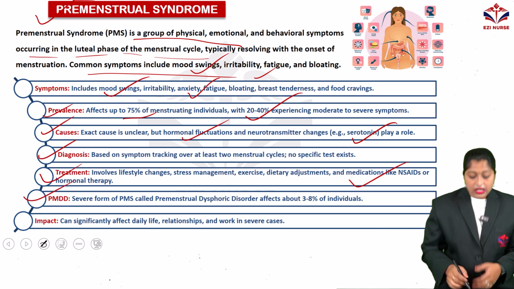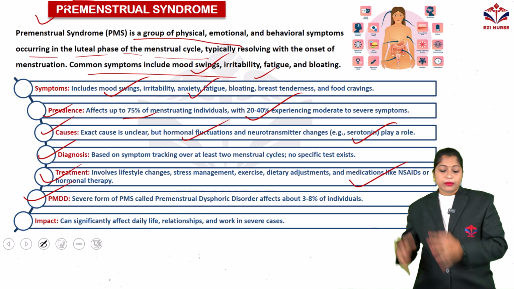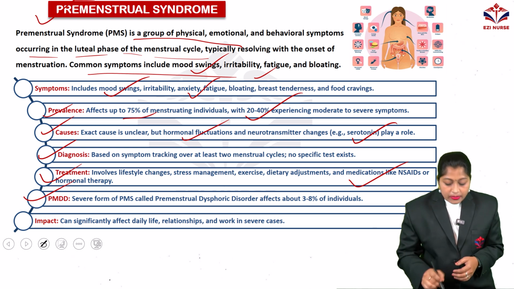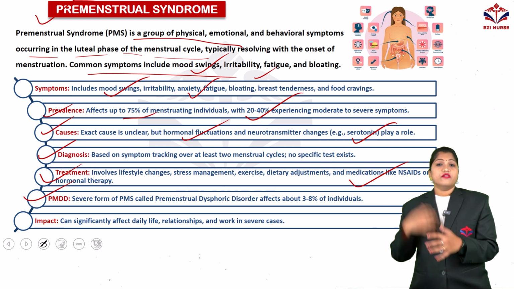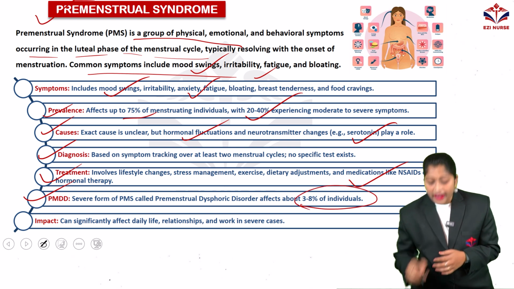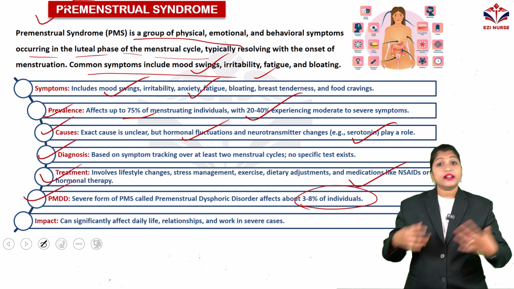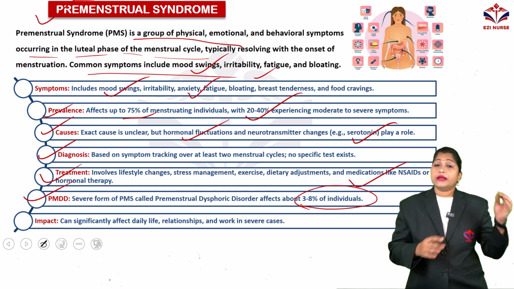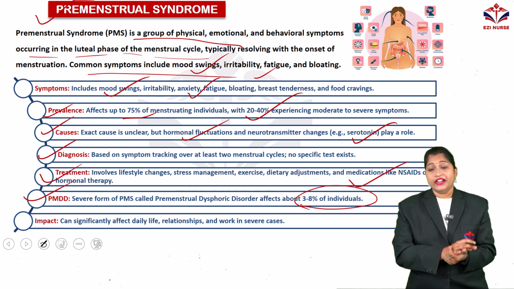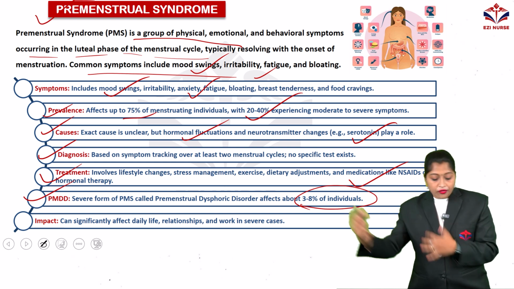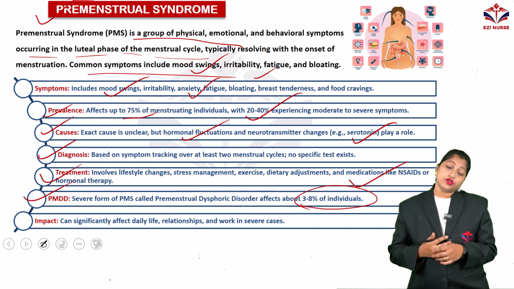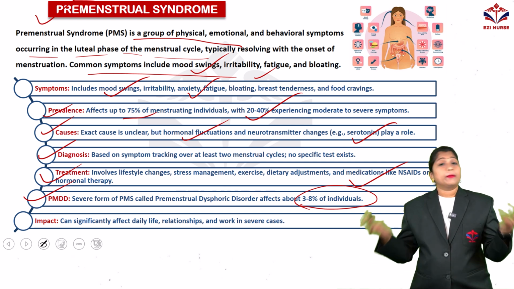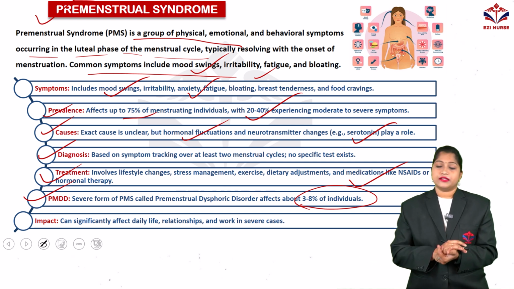And the next one is the severe form of premenstrual syndrome, the premenstrual dysphoric disorder, which usually affects 3 to 8% of individuals experiencing premenstrual syndrome. If this PMS or premenstrual syndrome is not treated, then it can go to the worsened form, premenstrual dysphoric disorder, where you can see the prevalence rate is 3 to 8% in all menstruating women.